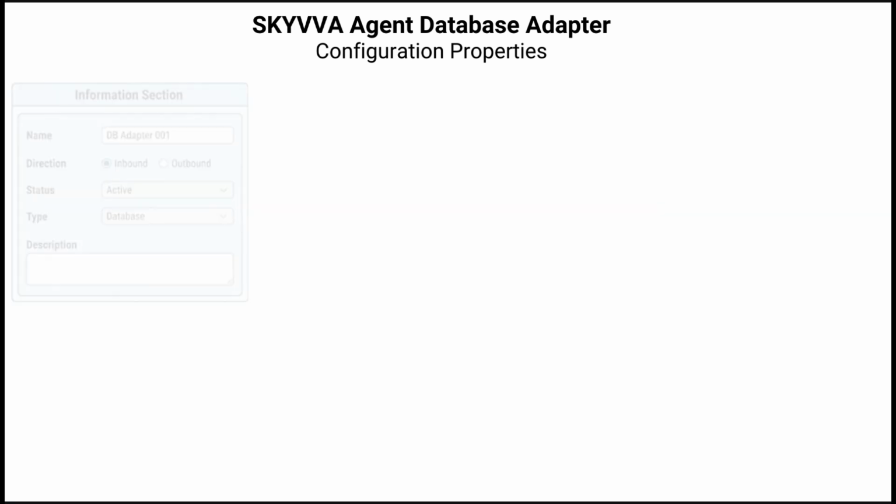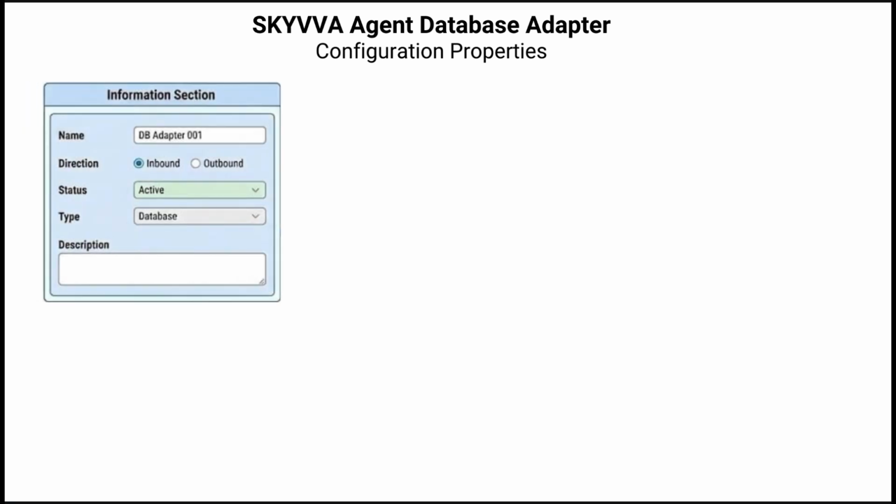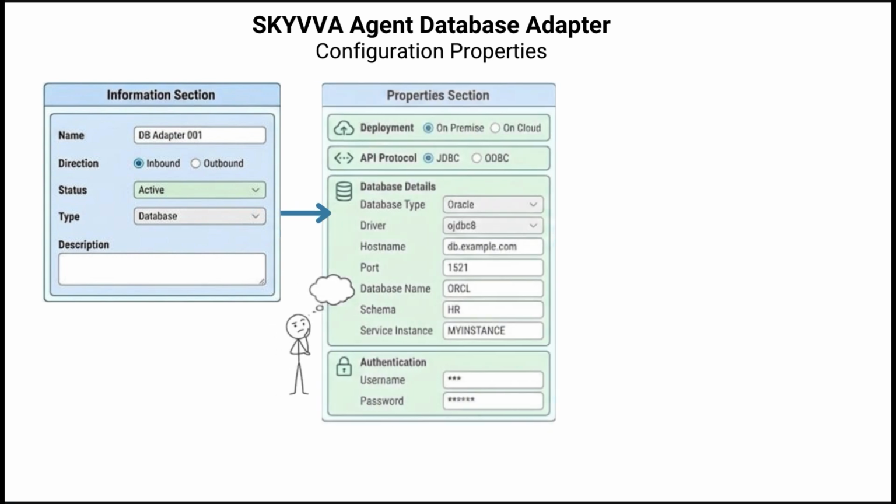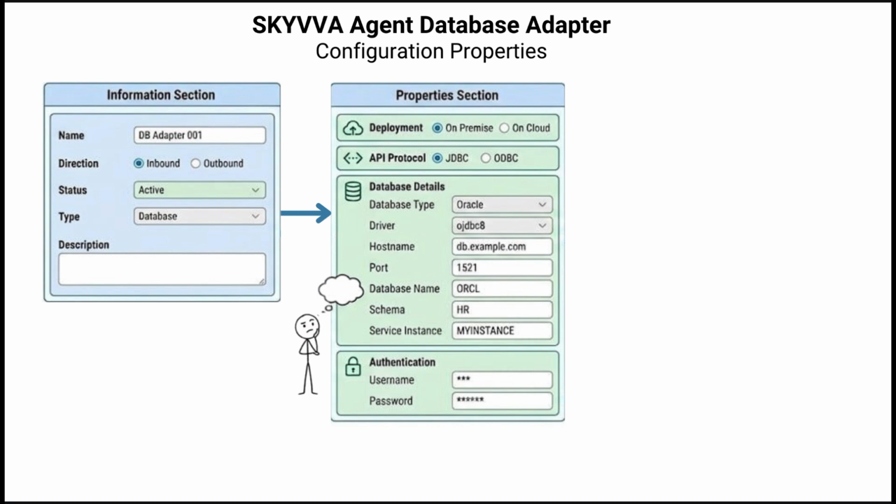database systems. First, on the left side, we have the information section. This section contains the basic setup of the adapter such as name, direction, inbound or outbound, status, type, and description. These fields define what the adapter is and how it behaves. Next, in the middle, we have the properties section. This section contains the main database connection settings.